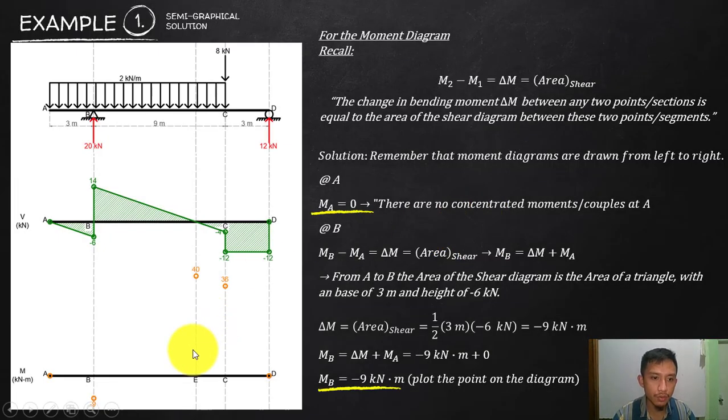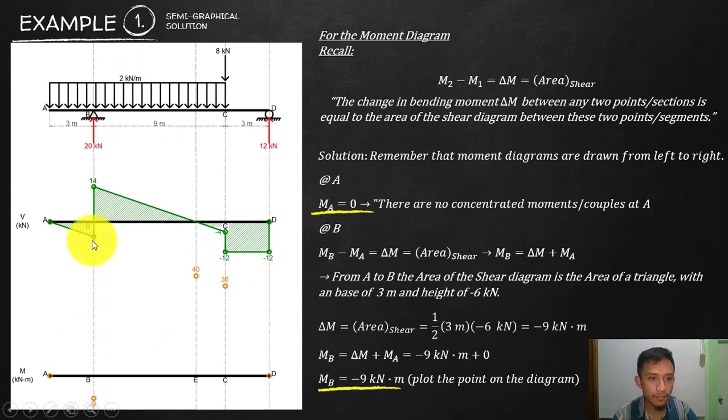Okay, how are we going to draw the moment? The same thing, just like what we did in shear. In shear, we calculated the values by referring to your loading. In your moment, we will now calculate the moments referring to your shear. Isn't it? The change in the moment is the area of the shear. The change in the shear is the area of the loading.